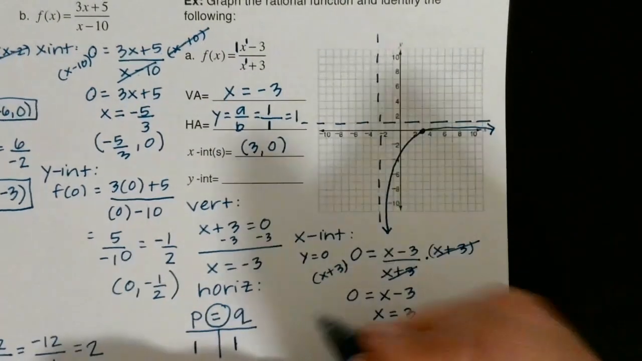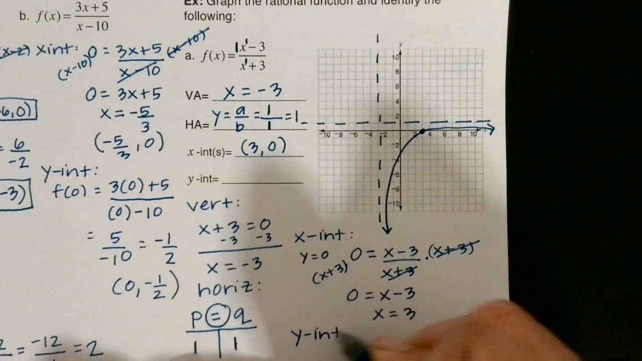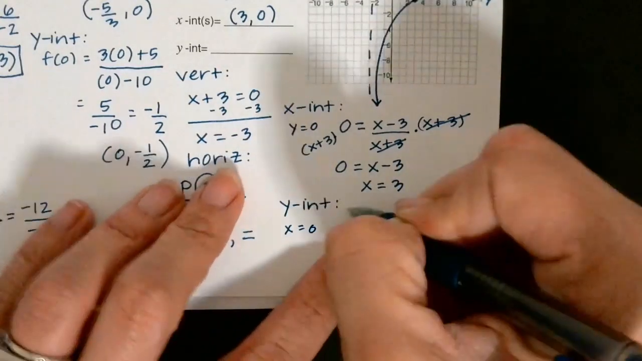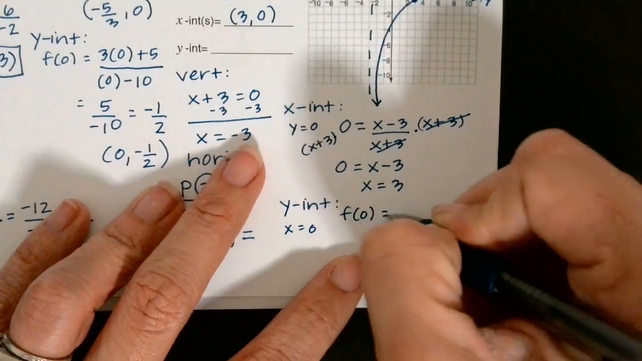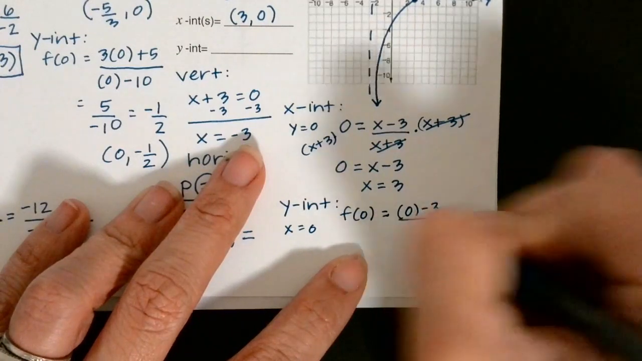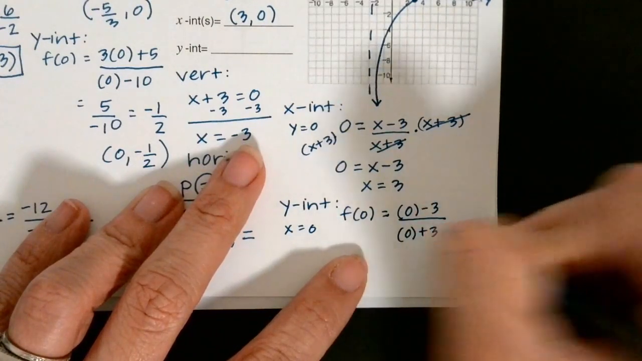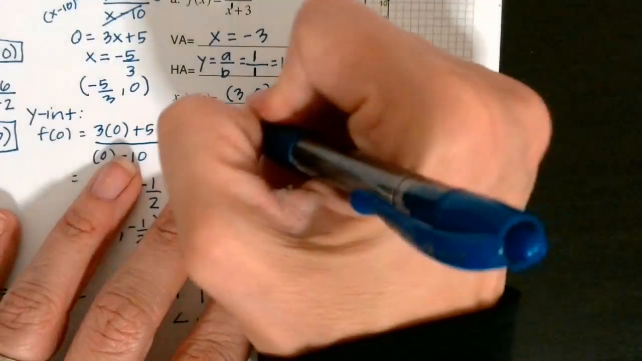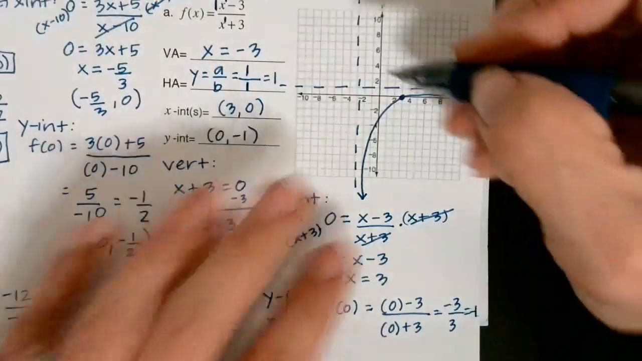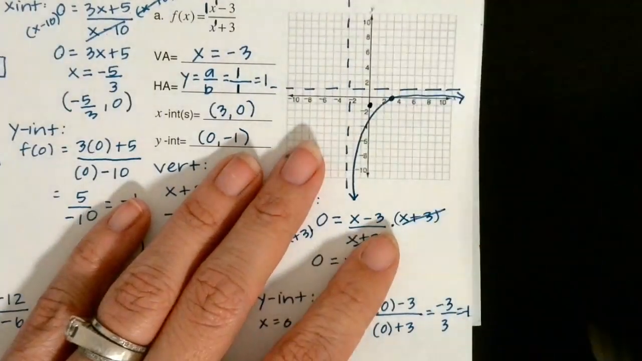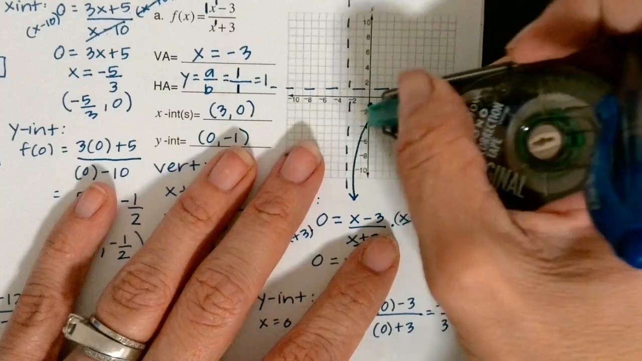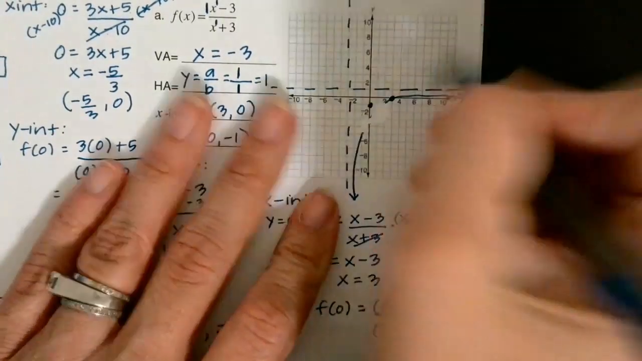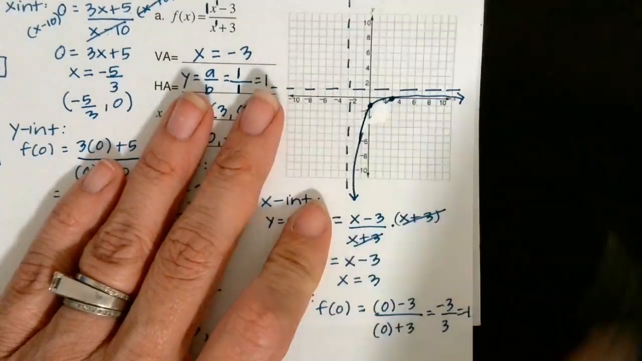Okay? Now I'm going to find my y-intercept. How do I find my y-intercept? I plug in x equals 0, so f of 0 equals 0 minus 3 all over 0 plus 3, which equals negative 3 over 3, which equals negative 1. So this is (0, negative 1). Up here, I didn't draw my graph nice enough. This is going to look terrible, but we'll be flexible. This graph actually does this.